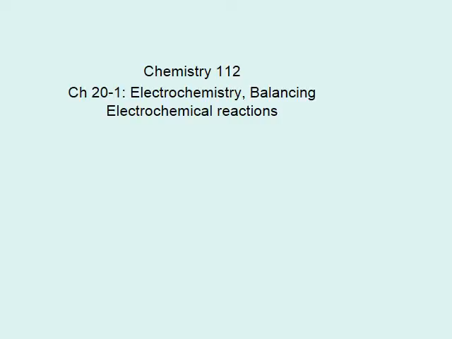In this section of chapter 20, I'll talk about electrochemistry, basically where you get electricity by using chemical reaction. That happens in case of a battery. Within the battery, chemical reaction takes place, and that's how you get electricity. We are also going to discuss balancing of electrochemical reactions.